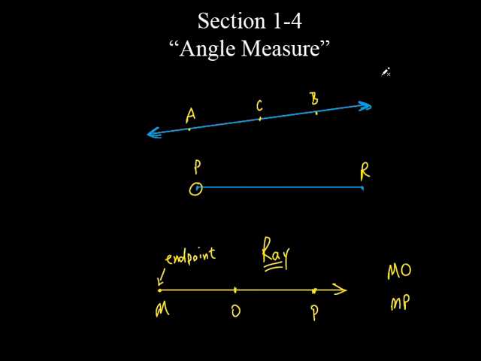Now we have a symbol. For instance, if I called this line AB, it doesn't look like a B. Let's try that again. That's a little better.